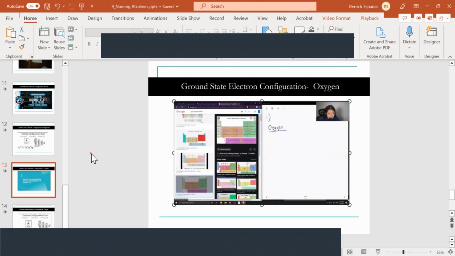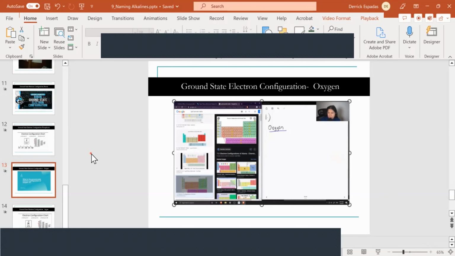So starting from hydrogen, we move left to right across the periodic table, writing the row number and then the block letter right after it until we get to our desired element. So in our case, this is oxygen. So oxygen is found right here, atomic number 8. So that means it contains 8 protons and 8 electrons in its ground state.